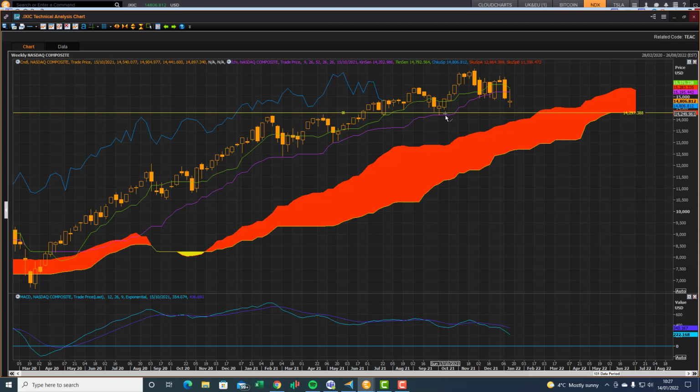The other level to watch out for is this standard line support zone. You can see we did get a rebound from that level back here on the 8th of October. So it will be interesting to see if we're going to get that again. So there's a cluster of support based on the front end of the cloud, as well as the October rebound at 14,202 and 14,297. So those are key levels to watch out for.